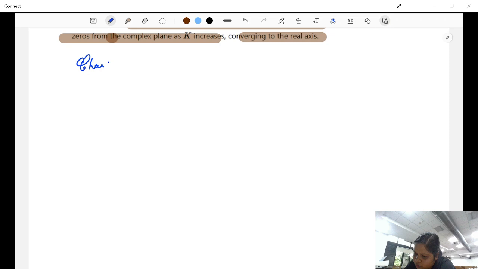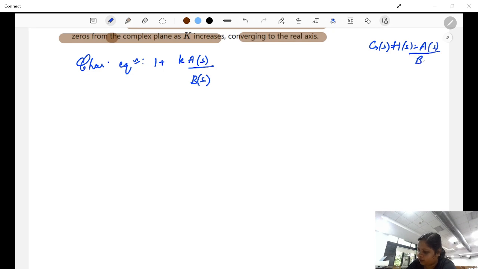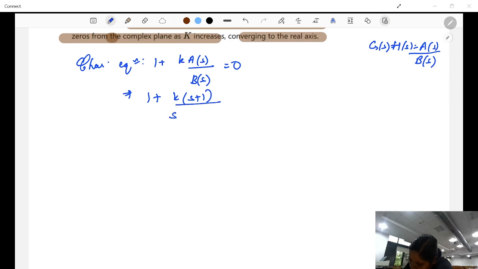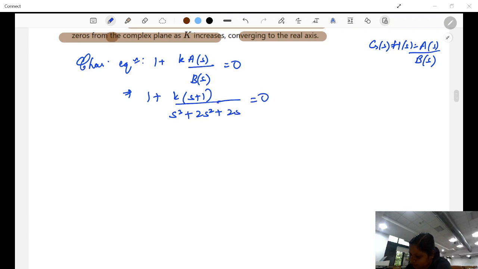Okay. If we see the characteristic equation, it is 1 plus k into A(s) upon B(s). So this is basically the representation. G(s) into H(s) can be written as A(s) upon B(s). This is the characteristic equation, equal to 0. Now, in our case, it was 1 plus k into (s plus 1) upon (s cube plus 2s square plus 2s) is equal to 0, right?